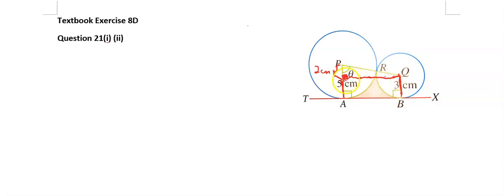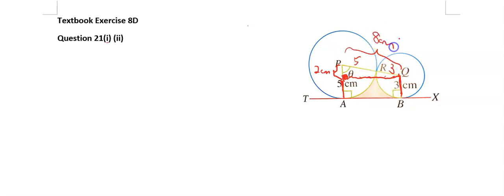In order to find angle theta, we need the value of another side, either this horizontal, which equals AB, or PQ. But we can't find the length of AB, we do not have enough information at this stage. But what we can find is PQ. PR is the radius of this big circle, so the radius is 5 cm, and RQ is the radius of the small circle, which is 3 cm. So the whole stretch adds up to 8.